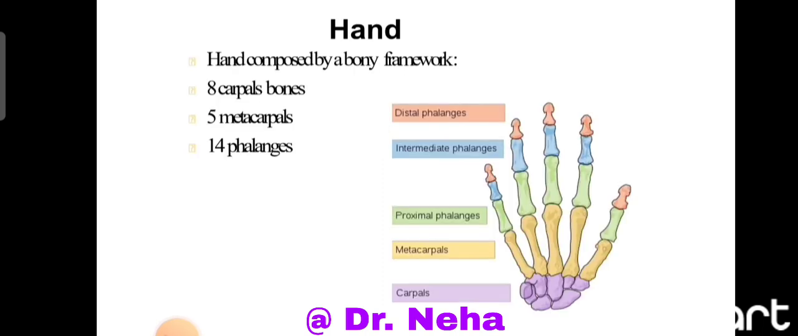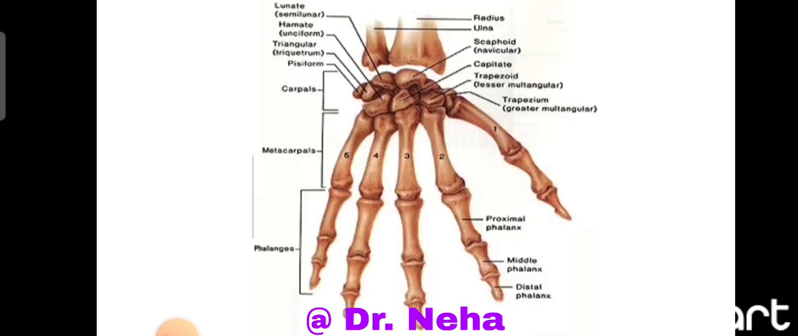In this video we will see about the anatomy of hand. So in hand we have a bony framework which is composed of the 8 carpal bones, 5 metacarpals and 14 phalanges. So these are the carpal bones.